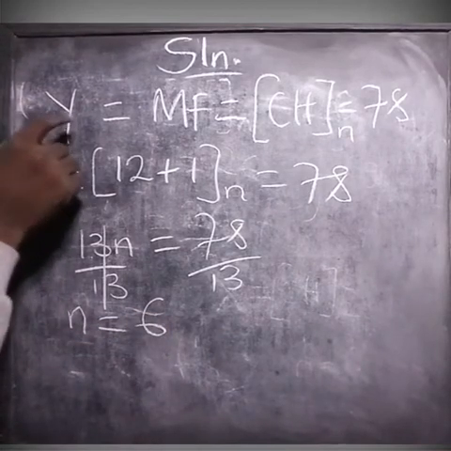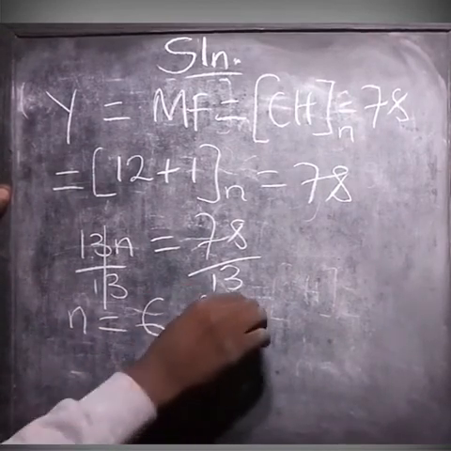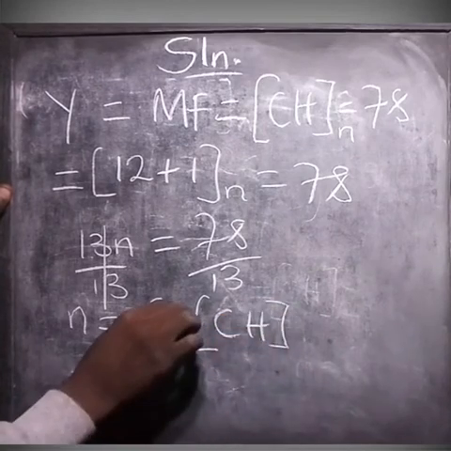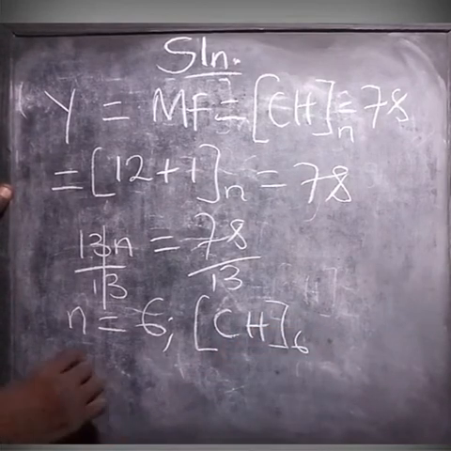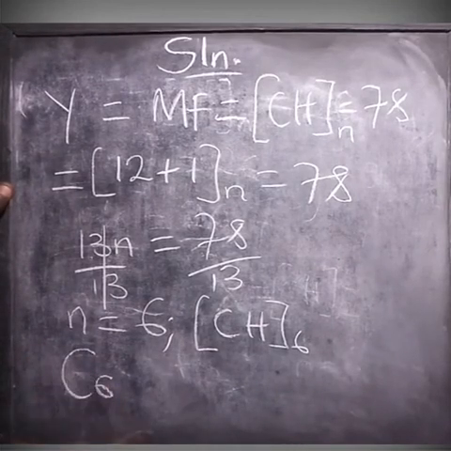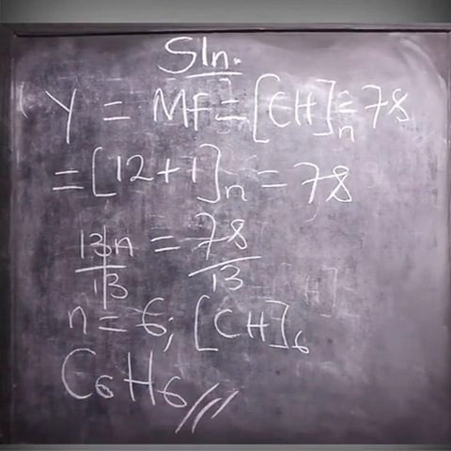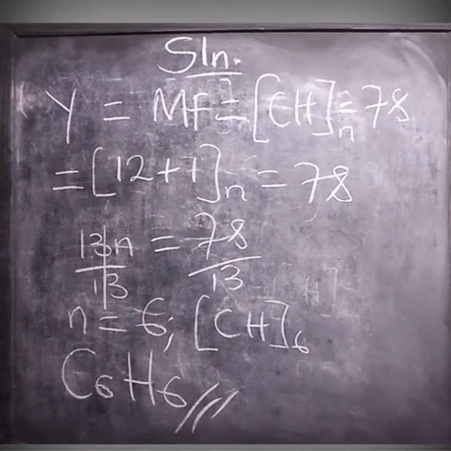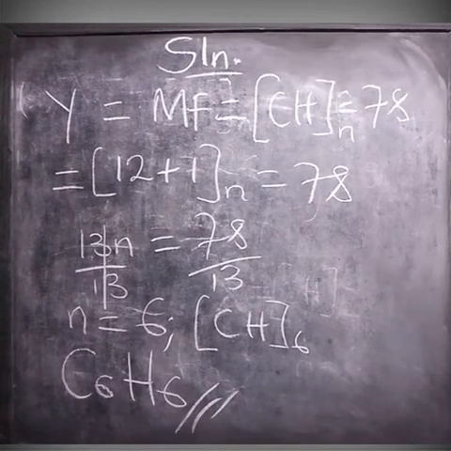So as for Y, the molecular formula is going to be 6 here. So therefore C multiplied by 6, C6, and also H6. So we have finally worked the question where we found the empirical formula and worked out the molecular formula of X and Y depending on the mass given in the question.